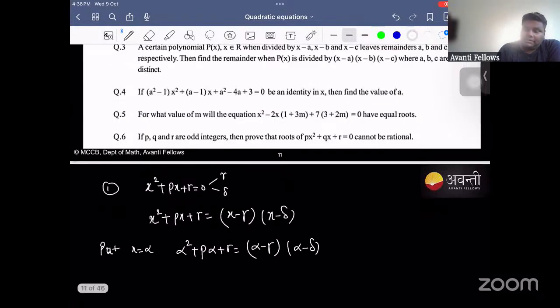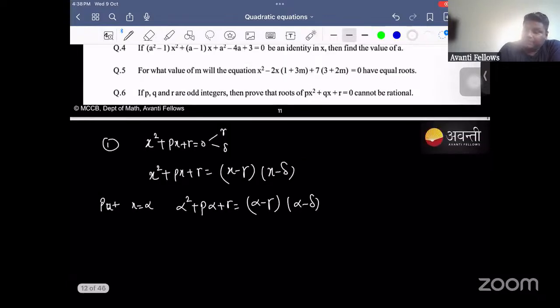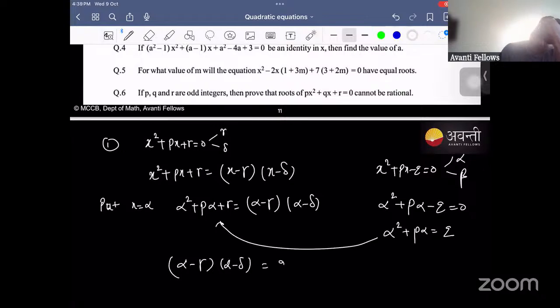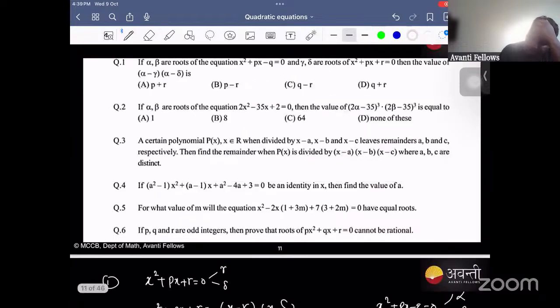Now x square plus px minus q equal to 0, its roots are alpha and beta. So alpha is one of the roots, meaning it will satisfy it. So alpha square plus p alpha minus q equal to 0. So that means alpha square plus p alpha is q. Put this alpha square plus p alpha here. So (alpha minus gamma) into (alpha minus delta) is q plus r. So this is your correct answer. Have a look.